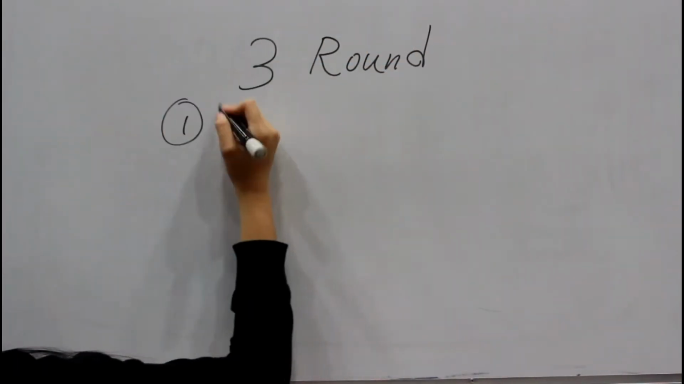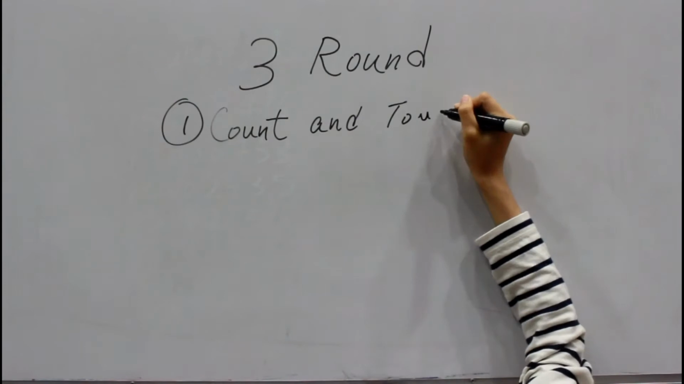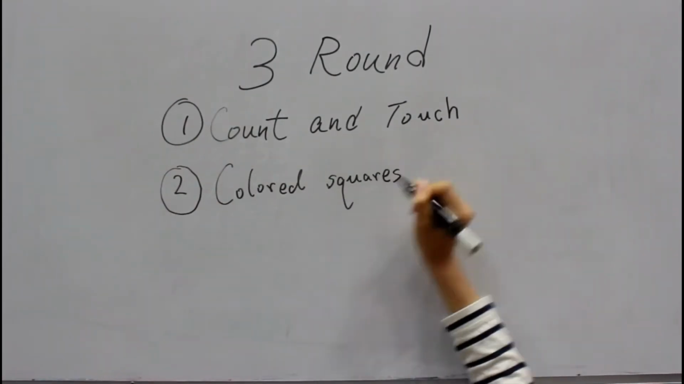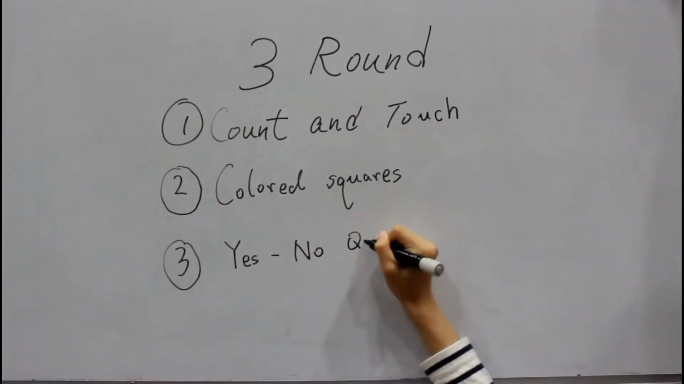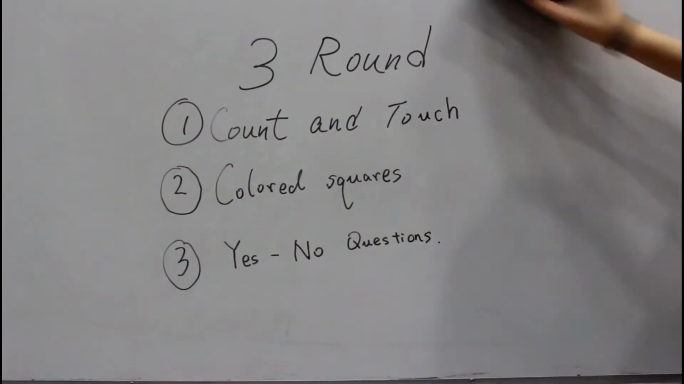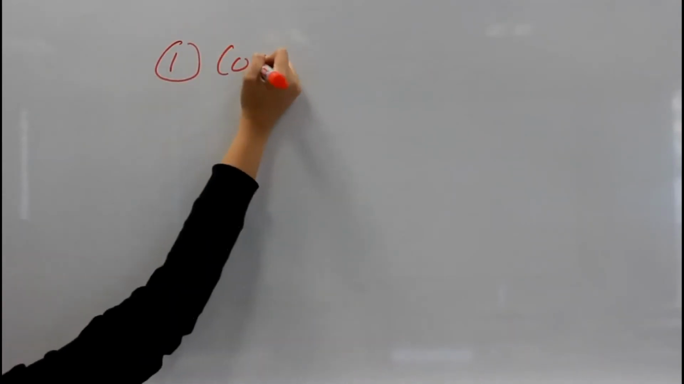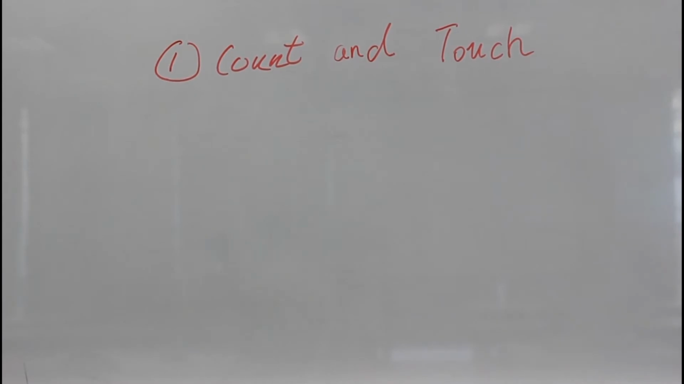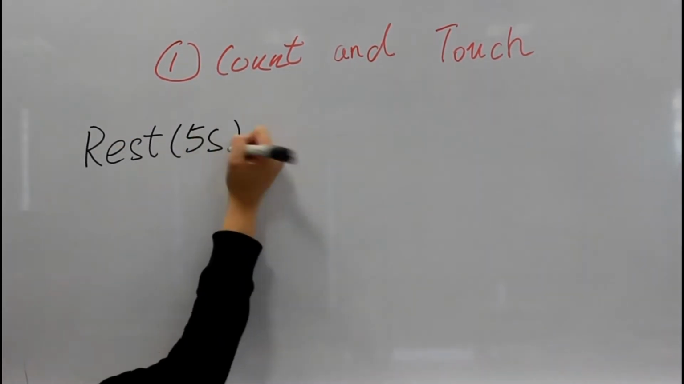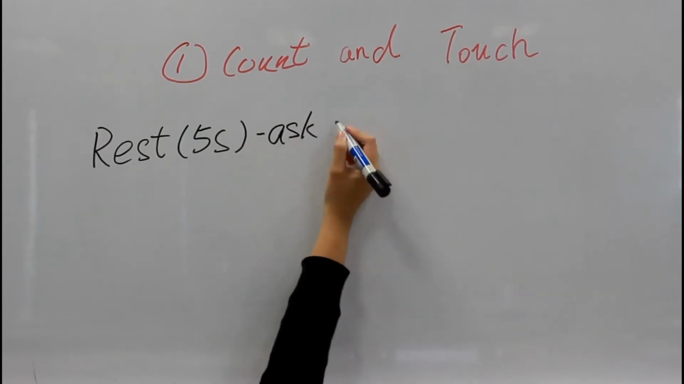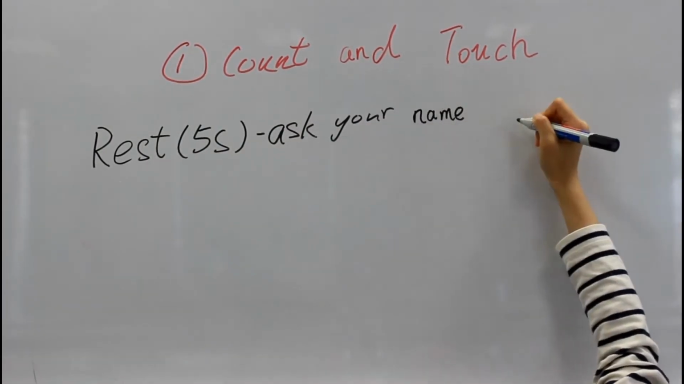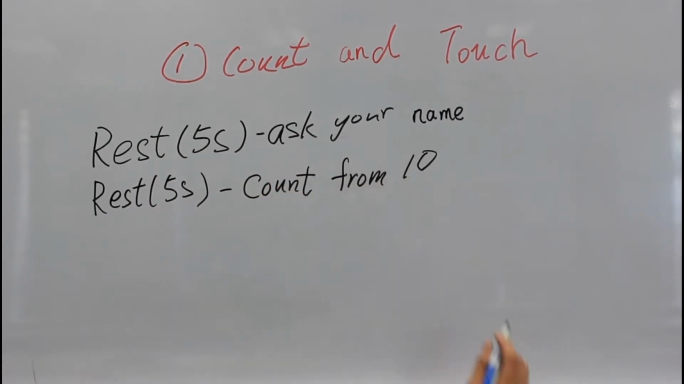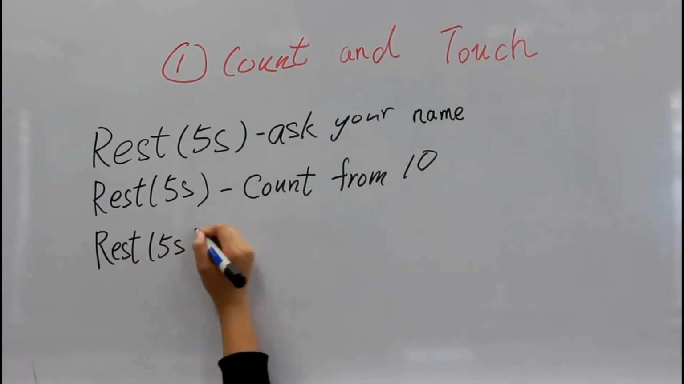In the polygraph test, there will be 3 rounds to test whether the subject is lying or not. First, ask the subject to rest for 5 seconds, then ask the subject to tell his name. Next, rest for 5 seconds again. Then, require him to count from 10 to 0. After that, rest for another 5 seconds and require him to count from 13 to 0.